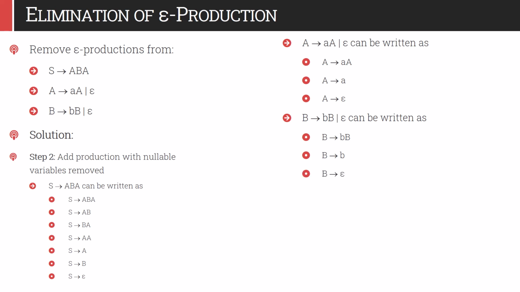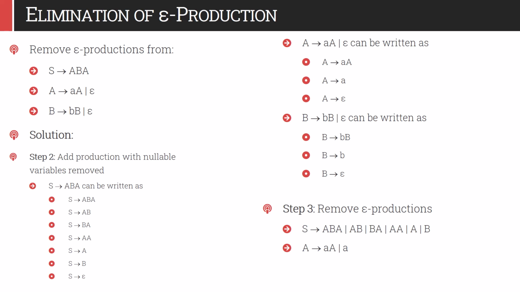So all three productions are processed. In step 3, we have to combine all of them and we have to remove all the epsilon productions from the grammar. So for the production of S, we can put all of them together separated by pipe. So we have S gives ABA | AB | BA | AA | A | B. The last production, that is S gives epsilon, we have to remove.